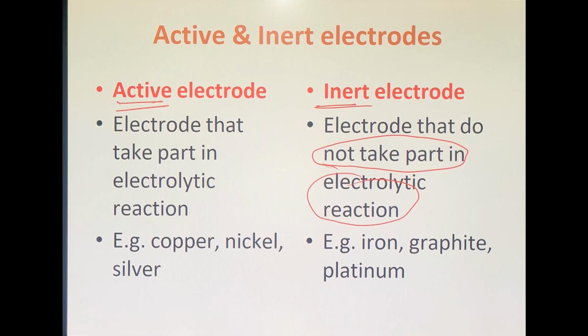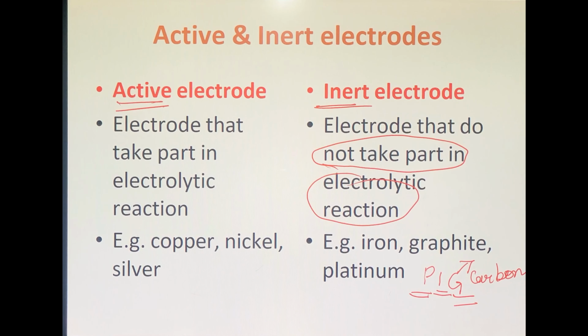Am I clear, children? So what is an inert electrode? This electrode does not take part in a chemical reaction. It has no part to play in the electrolytic reaction. Please remember the example as PIG. How will you remember all the metals? There are 3 inert electrodes. Remember the word PIG. P stands for platinum, I stands for iron, and G stands for graphite. Now please remember, graphite is nothing but, we can also call it carbon.